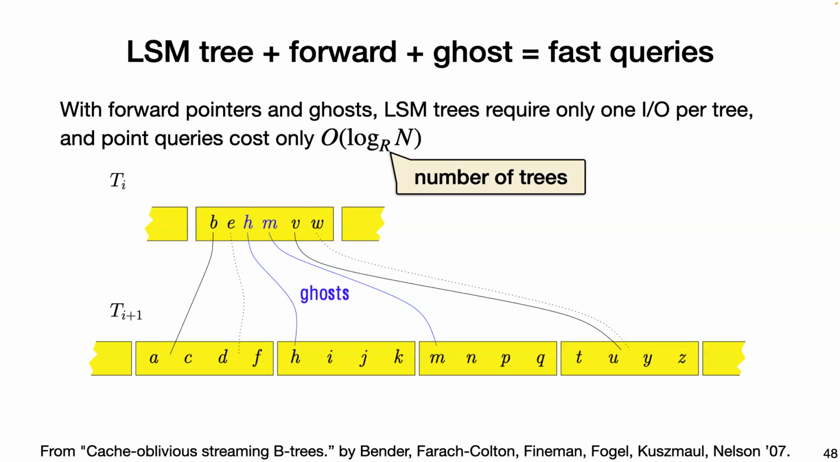And that is how you build these forwarding pointers, and because you only have to do one IO per tree now, your search is log base R of n, where R is the number of trees you have. Can you explain that? Great question. The number of trees you have is log base R of n, and you had to do one IO first. Sorry, no, I meant the whole thing. And R is the constant by which your trees increase.